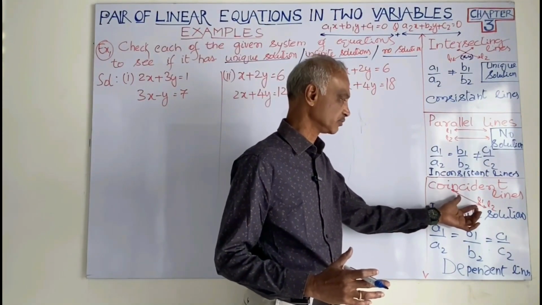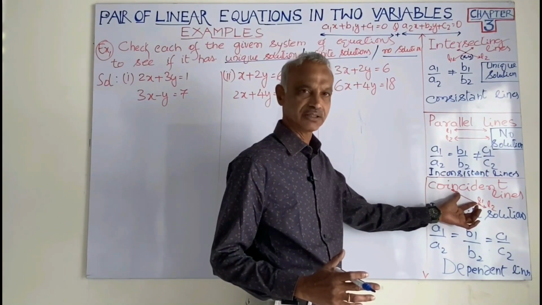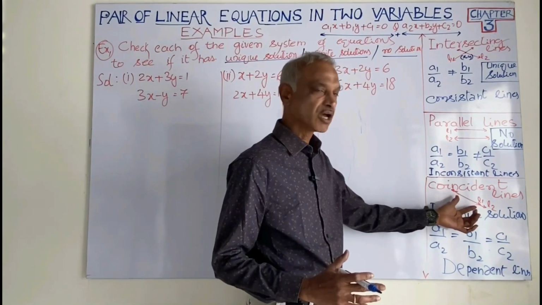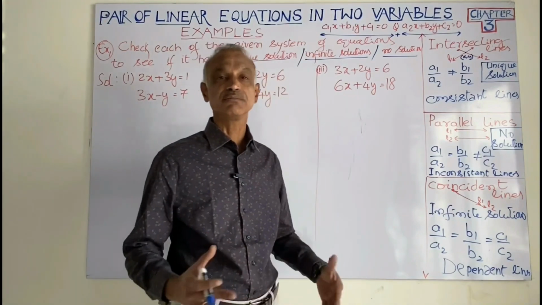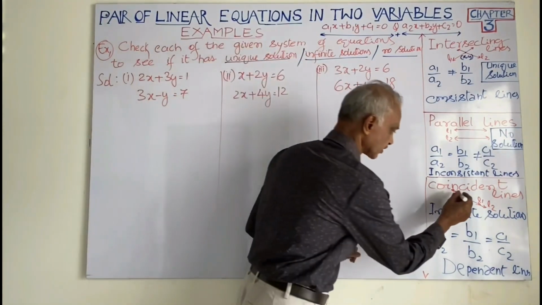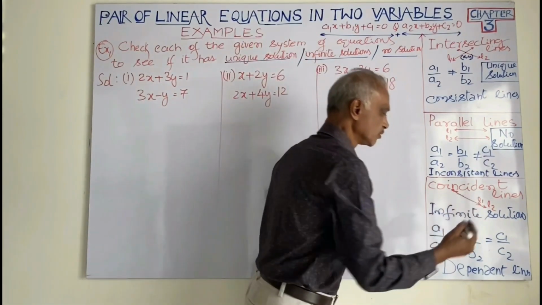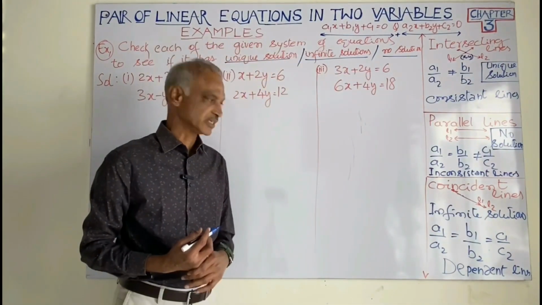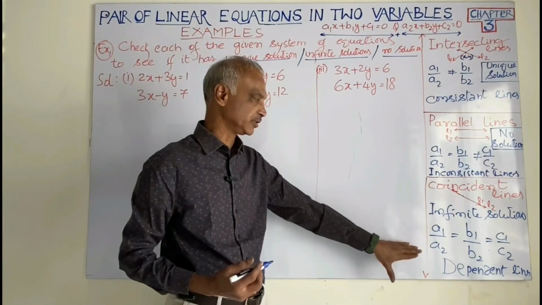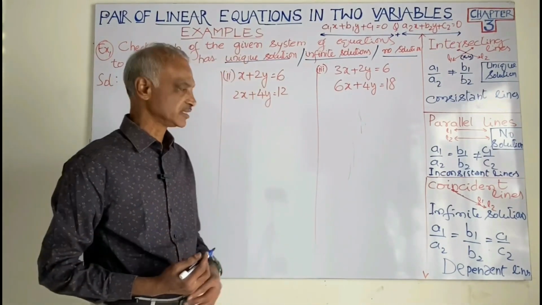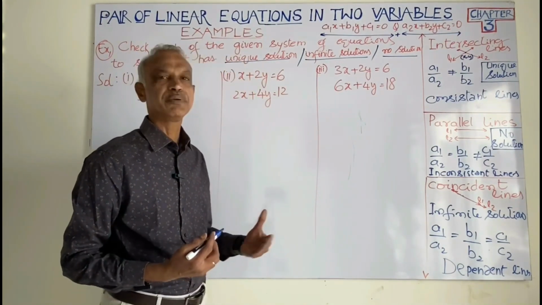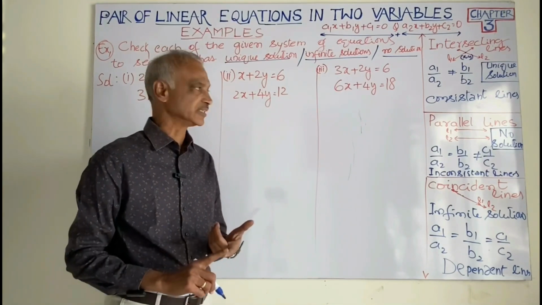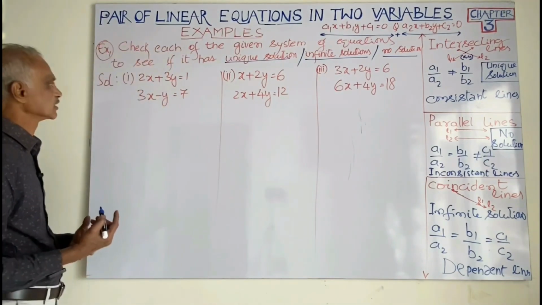We have two lines, L1 and L2. They coincide with each other. How many solutions will it have? It will have infinite solutions. You see, many points are there. What is the condition on the ratio of the coefficients? a1/a2 = b1/b2 = c1/c2. They are dependent lines, they depend on each other. They will have many solutions.